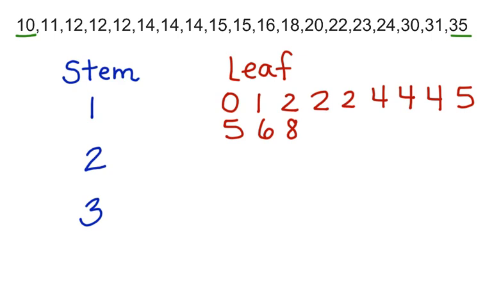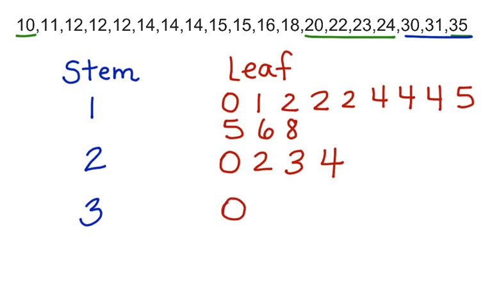In the 20s, we have these values right here. So we can write 20, 22, 23, and 24 in our chart. And in the 30s, we have these values. So we can write 0, 1, and 5 for 30, 31, and 35.